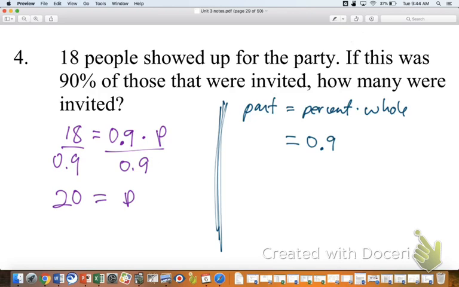Is 18 part of the whole or is 18 the whole thing? Wouldn't the whole thing be all of those that were invited? And wouldn't 18 just be the part that actually showed up? Yes. So I would say 18 is my part, my whole is my unknown. And once again, I would divide by 0.9. You can see I'd get the same thing. So I want to present you with a couple of different ways to think about these. There's two of them at least, right?